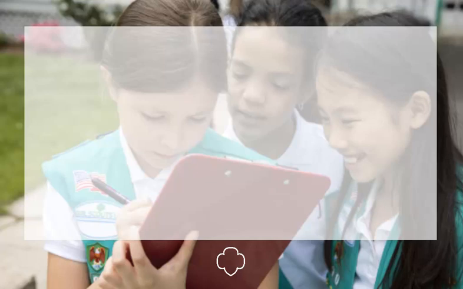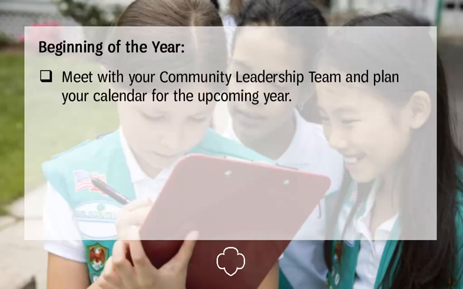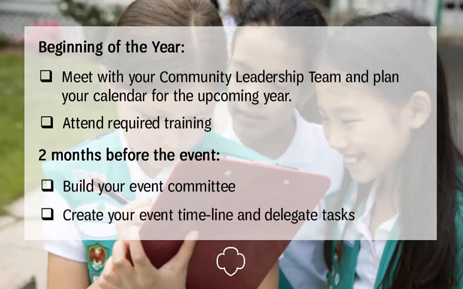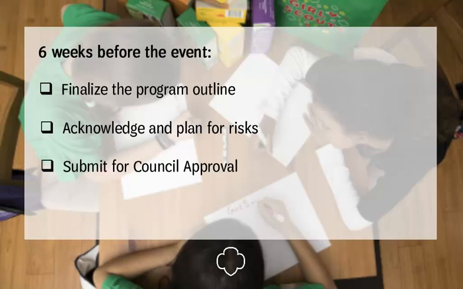It's important to begin planning your event well in advance and to include each event as part of your community leadership team's year plan and calendar. Attend required training well in advance. 2 months before the event, be sure to have your event committee ready. Create your event timeline and delegate individual tasks. 6 weeks before your event, finalize your program outline. Acknowledge and plan for risks. Submit your event for council approval, and promote your event.